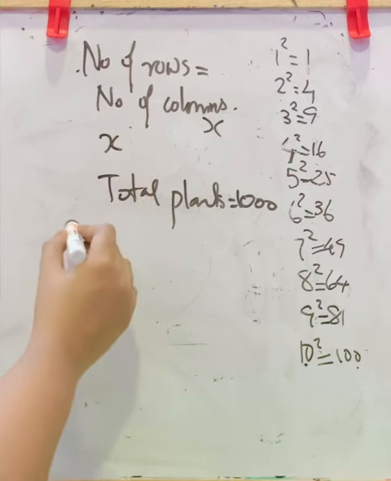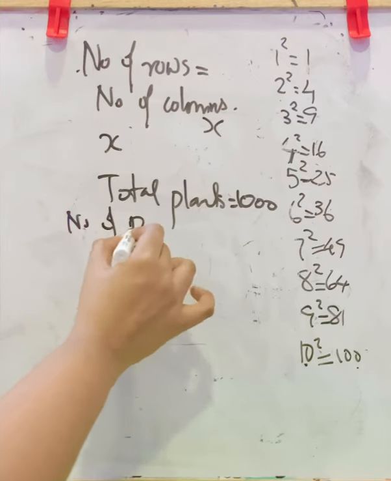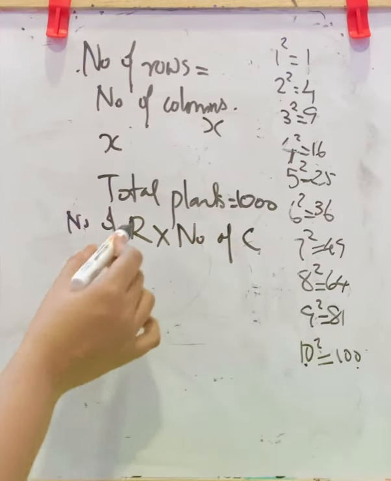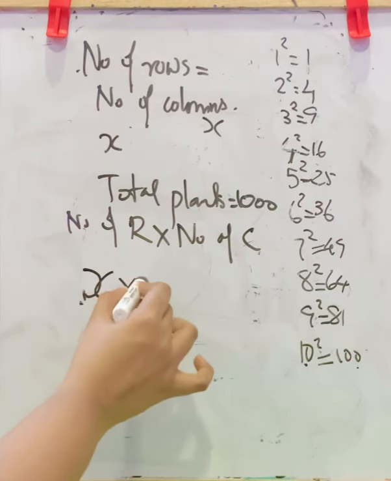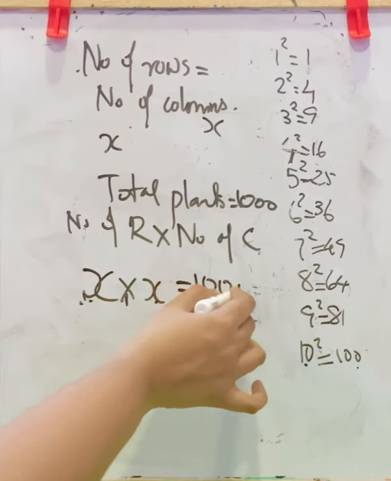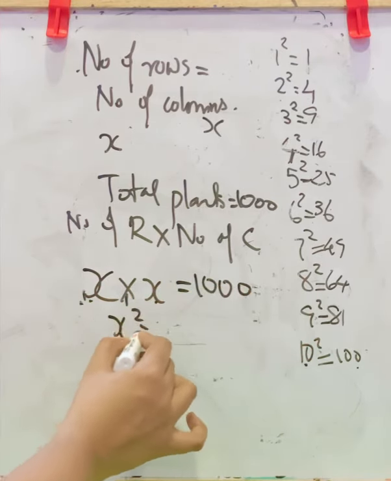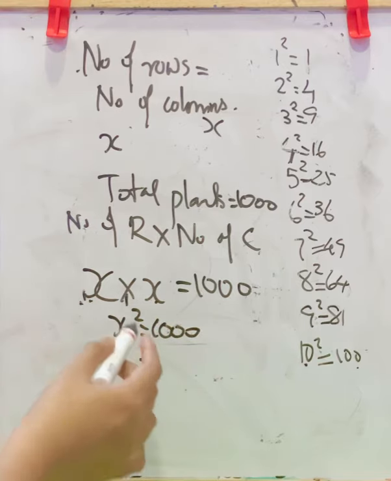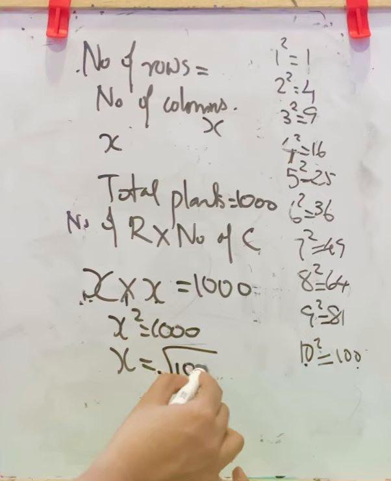Total plants is equal to number of rows into number of columns. So here it becomes x into x. Both are equal. So x into x is equal to 1000. x into x is x square equal to 1000. Then x is equal to, cancelling this square means take the square root of here. Square root of 1000. So maybe this is not a perfect square.